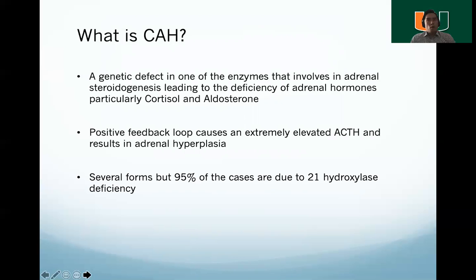Now, there are many forms, but about 95% of all cases are due to 21-hydroxylase deficiency. So when you talk about CAH, most of the time it will be referring to 21-hydroxylase. The board exam only asks about 21-hydroxylase deficiency. I have yet to see a pediatric board exam asking about other forms of CAH because they're so rare, unless you want to become a pediatric endocrinologist, then we'll be talking about other forms of CAH.